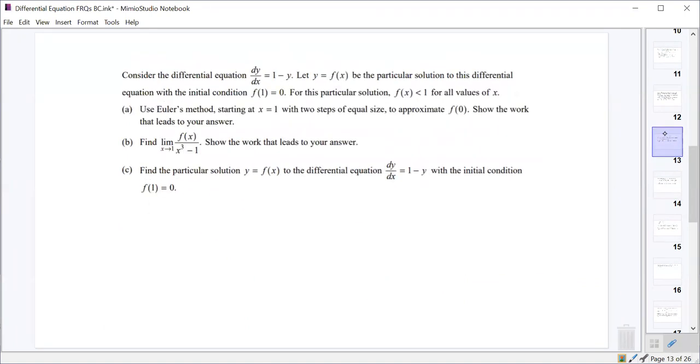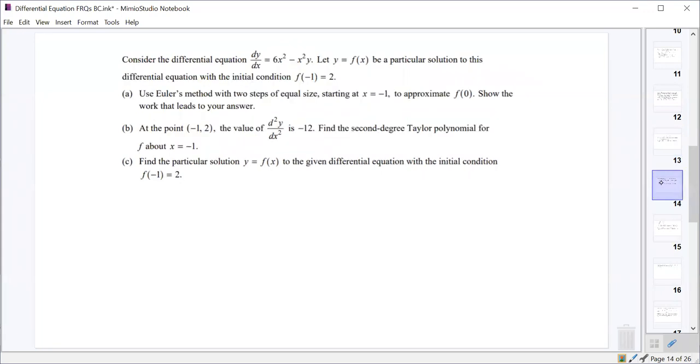Let's do this one. Because this one's got a Taylor polynomial in it, and it's got Euler's method in it, and it's got you solving the differential equation. I think that's a good one. I'll give you guys 15 minutes to do this one. It probably won't take that long. Oh, I'll give you like 12 minutes, so we have time to go through.